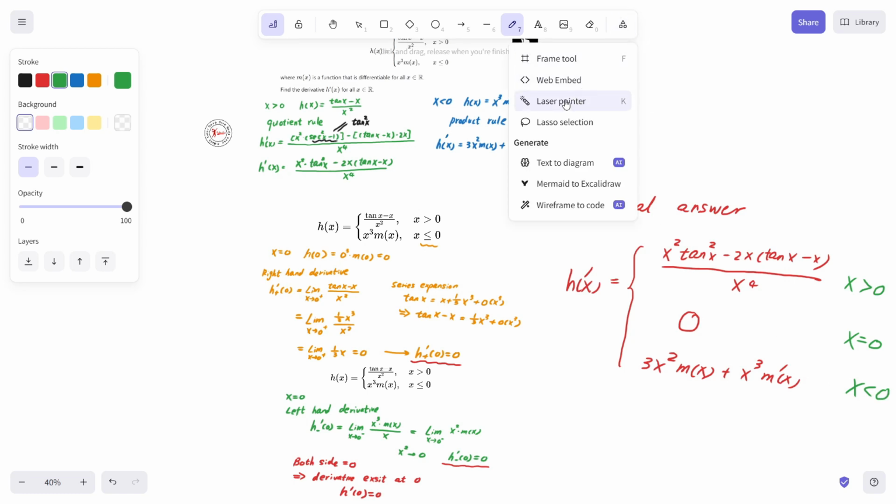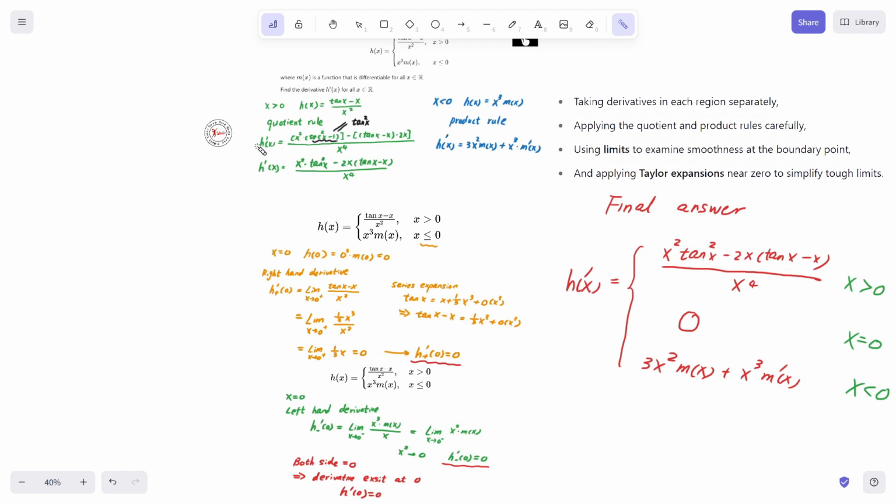This problem is a great example of how to handle piecewise-defined functions. The strategy involves taking derivatives in each region separately, applying the quotient and product rules carefully, using limits to examine smoothness at the boundary point, and applying Taylor expansions near 0 to simplify tough limits.